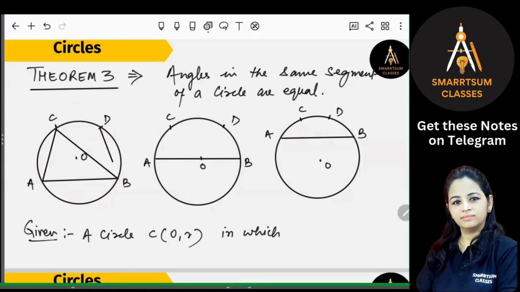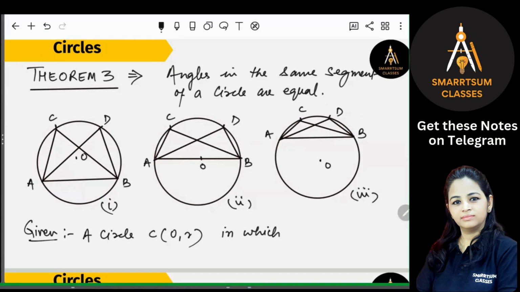Now similarly join BD and AD. Now similarly in the next figure, join AC, CB, and similarly join BD and AD. Now in the third one, join AC and BC, then join BD and AD. Is that clear? Okay, so these are the three cases which we will take here: figure 1, figure 2, and figure 3.